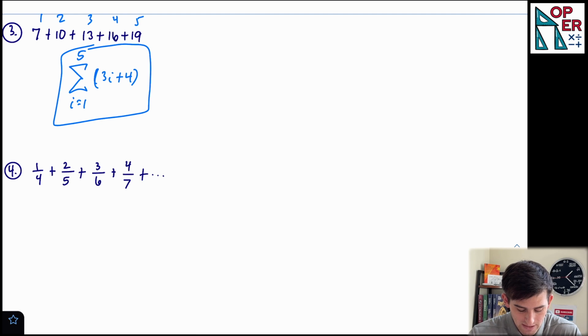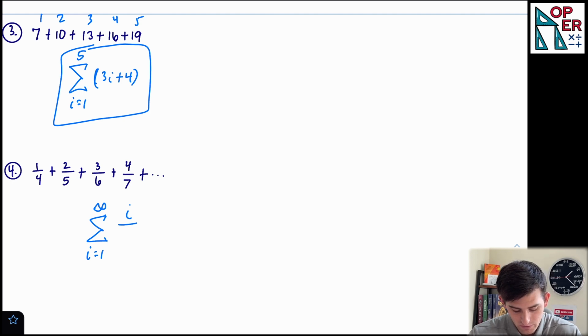All right, and for our last one, number 4, 1/4 plus 2/5 plus 3/6 plus 4/7. And notice it does keep on going. So this is going to be an upper limit of infinity, and we're going to have our lower limit at 1. Okay, now at the top we just have 1, 2, 3, and 4, right? So I think for our numerator we could just write I. Okay, our first term we plug in a 1, second term we plug in a 2, third term a 3, so on and so forth, so we're good with I.